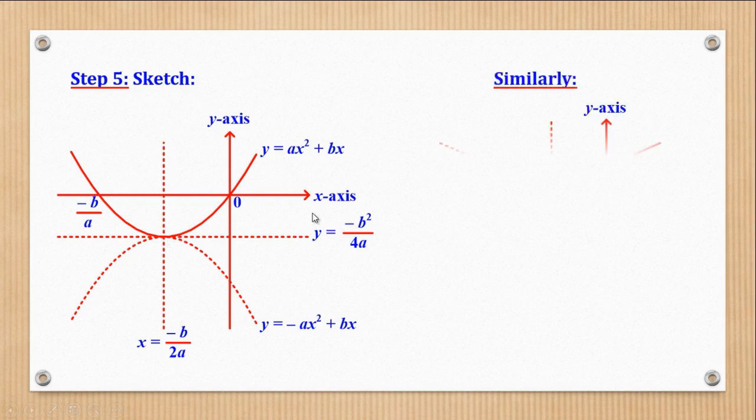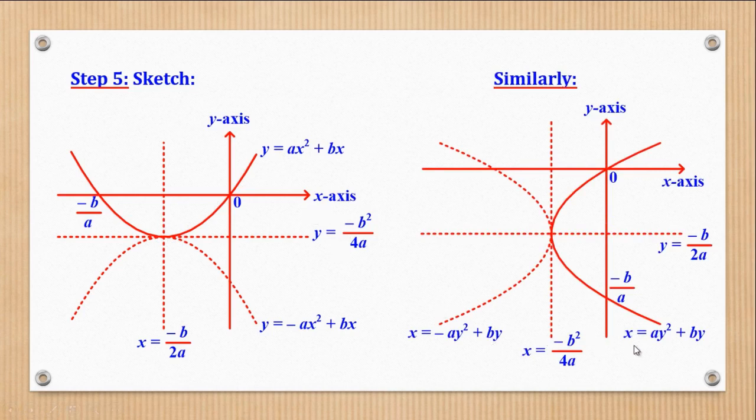Now similarly, the other kind of curves of x equal to positive ay squared plus by and negative ay squared plus by can be drawn in this way. So in this case, when this coefficient of y squared is positive, it will be in this shape, and when the coefficient of y squared is negative, it will be in that shape. Now the vertex will be this, x equal to negative b squared over 4a and y equal to negative b over 2a. So look for the vertex and also look for the sign on y squared, then you'll be able to sketch it easily.